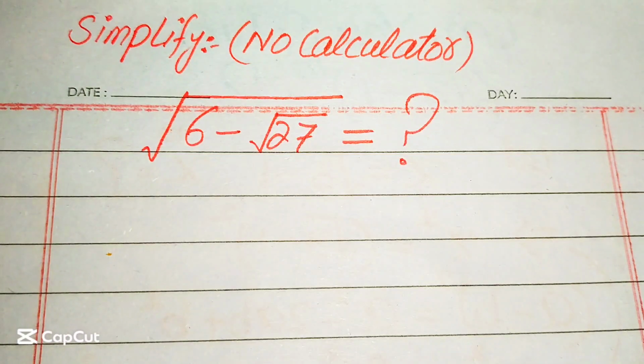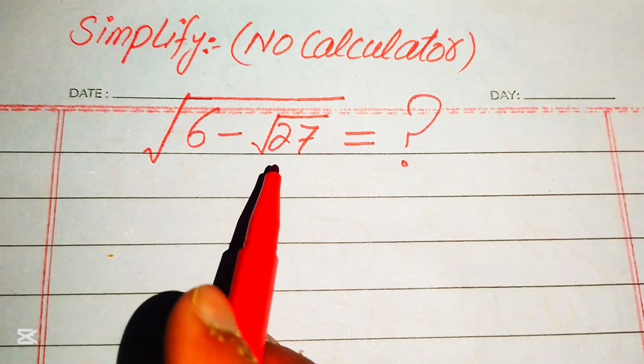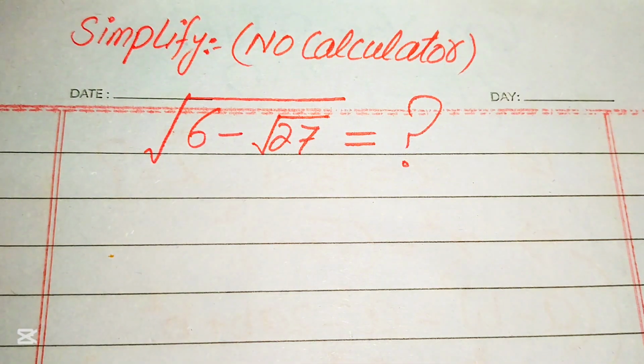Hello everyone, how to simplify this nice algebraic expression if a calculator is not allowed in this problem. So here we have the algebraic expression: the square root of 6 minus the square root of 27, and its whole square root. So we write this algebraic expression in simplified form.